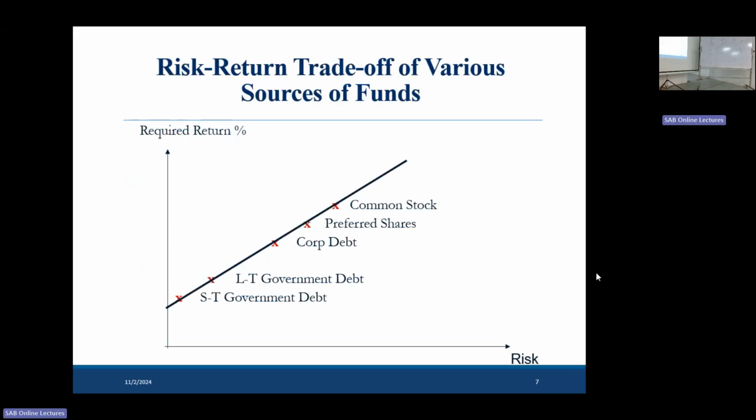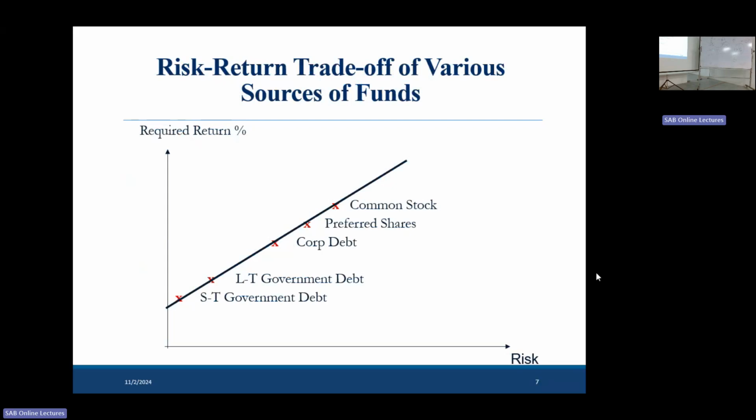Right. Now, once you look at this, in the y-axis you can see required rate of return. This is risk. You can see some sources of investments ranked based on risk. Now, this is common stock, the security with the highest risk. Therefore, its risk is high, so the required rate of return is also high. And in between common stock and corporate debentures, you can see preferred stock.